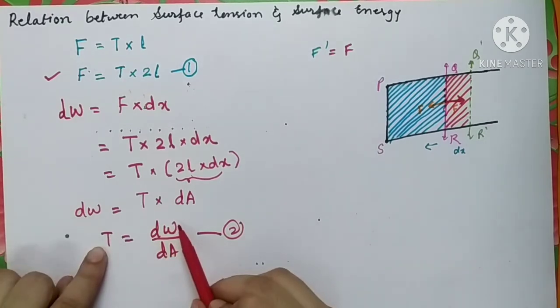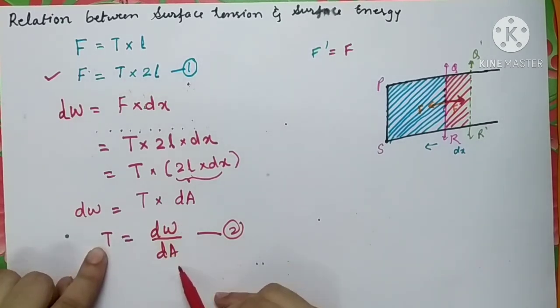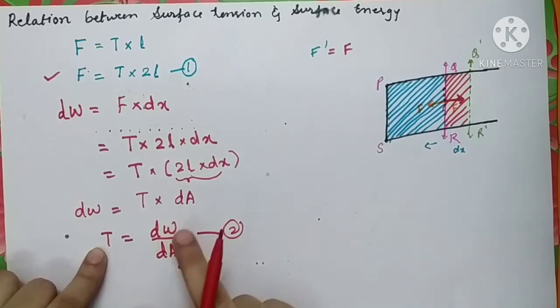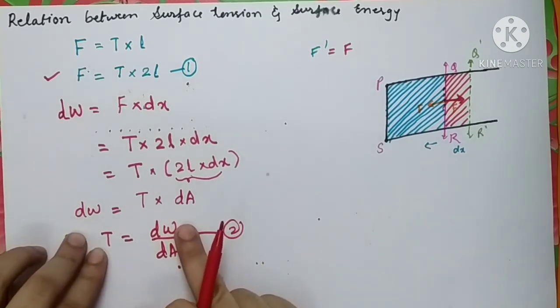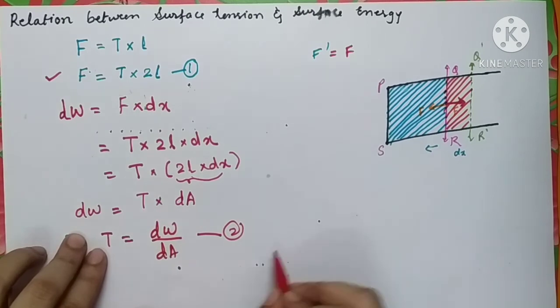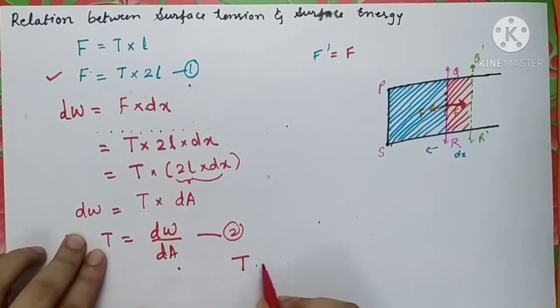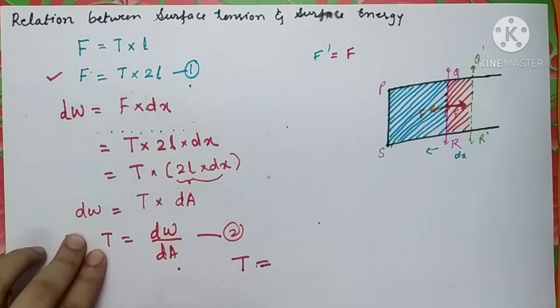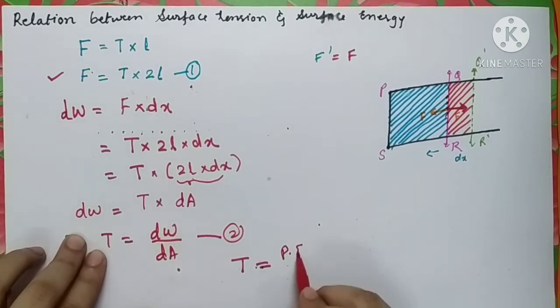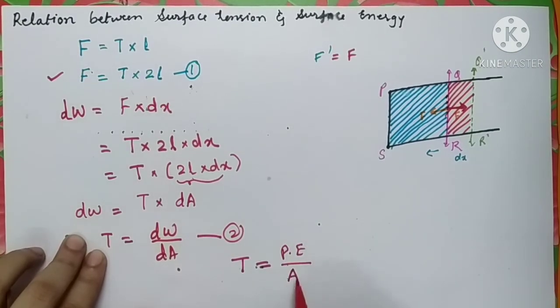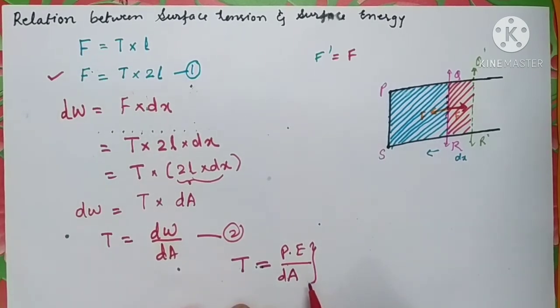Surface tension is nothing but the amount of work done per unit surface area. But we all know that work done is nothing but the amount of energy stored. So I can write the formula of surface tension T as, in place of work done, potential energy per unit surface area dA. What do you say about this potential energy per unit surface area? Yes, this potential energy per unit surface area is nothing but the surface energy.